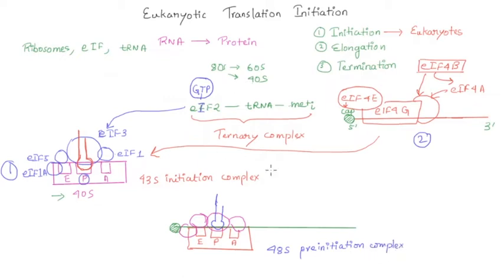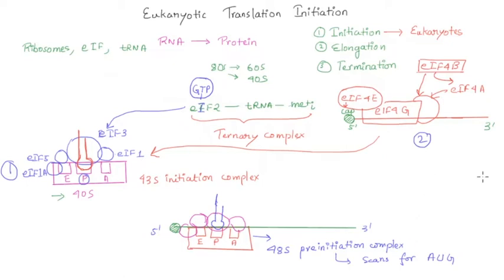Now, once this is assembled, the 48S initiation complex, the ribosome, along with all the initiation factors, moves along the mRNA in the 5' to 3' direction and scans for the initiator codon, that is AUG.